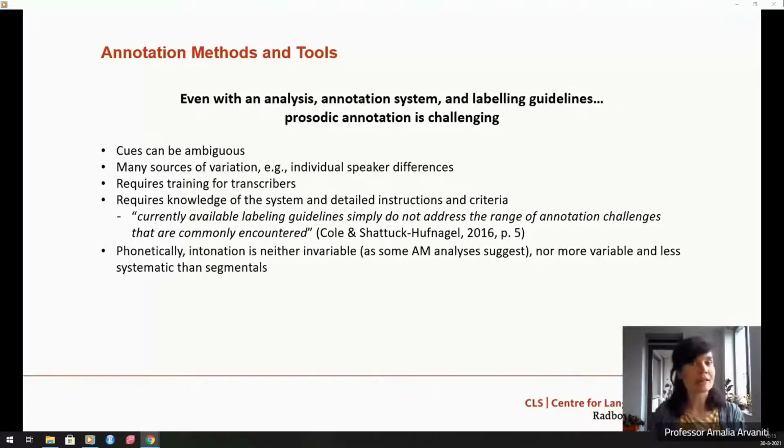However, now we're going to look at some tools and methods that have been designed to speed up the annotation process or allow for the investigation of the intonation without trained annotators. We'll take a look at 5 different ones now.